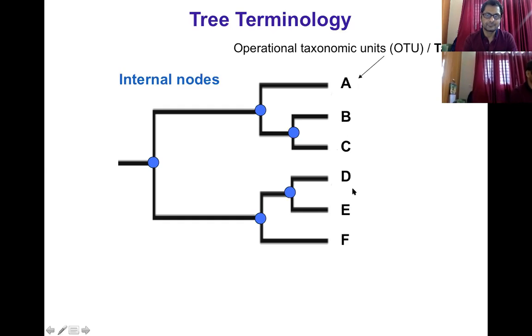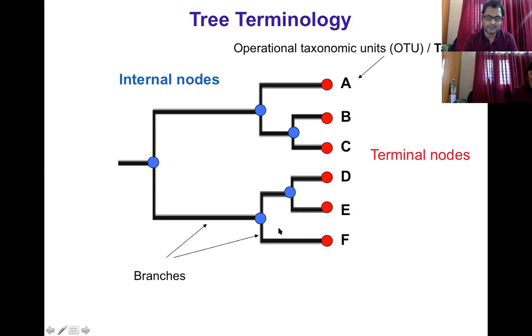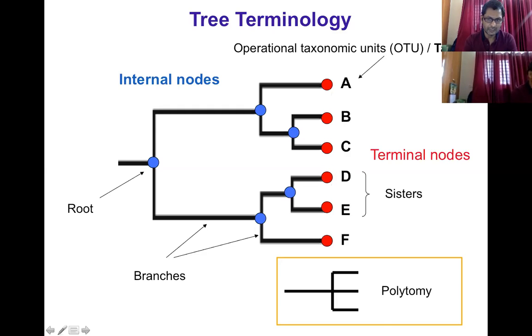Yeah. So these are internal nodes. These are terminal nodes, the red ones, and these are branches. So the tree can be changed in position at these internal nodes. Root. These two species, or operational taxonomic units, which are very near to each other, are known as sister taxa. And this kind of tree, when there are three together, is known as a polytomy.